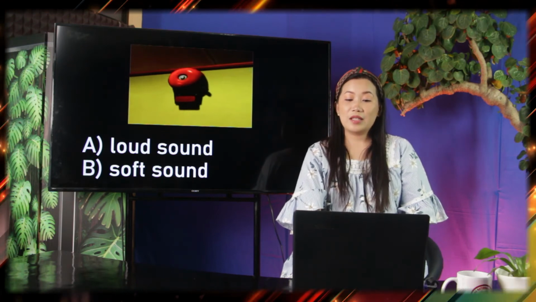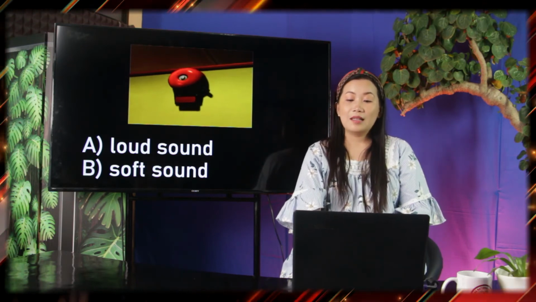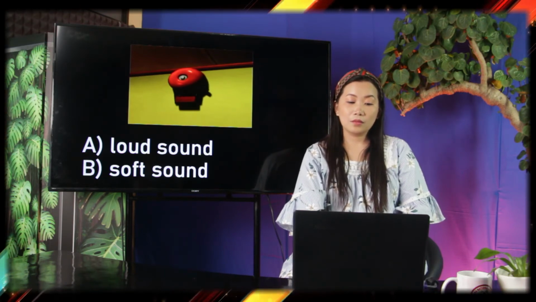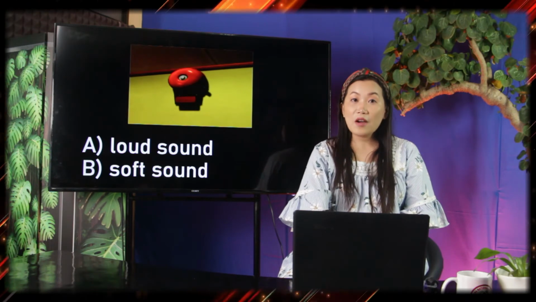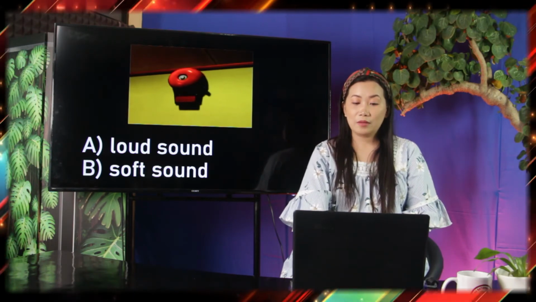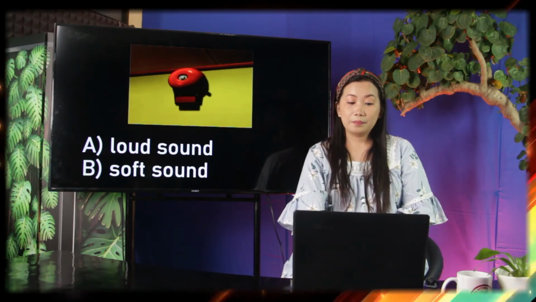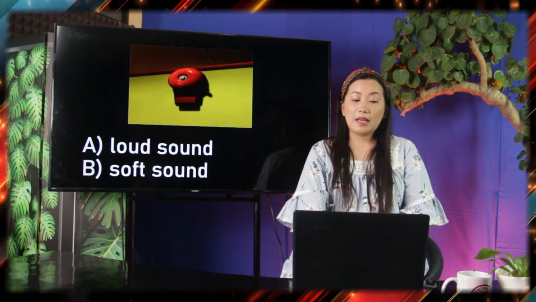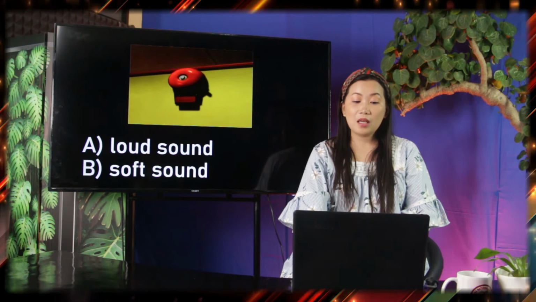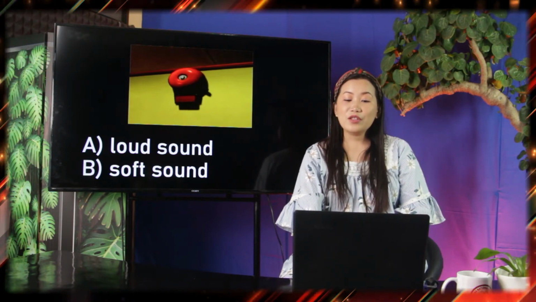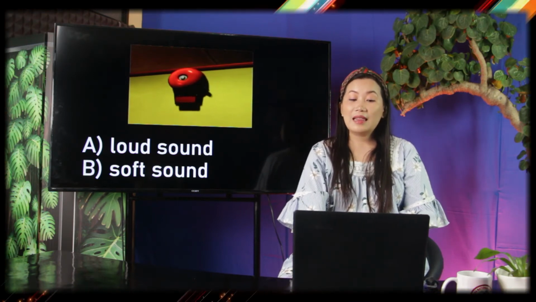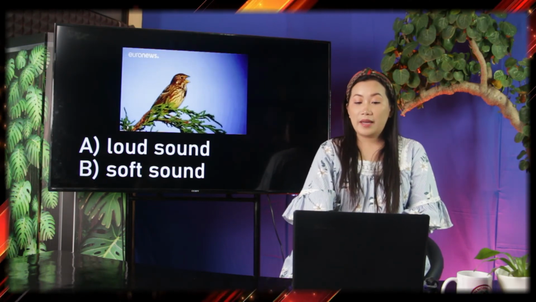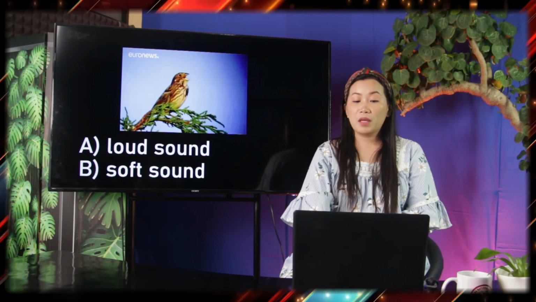The third sound is coming from a school bell. Listen carefully. Is it a loud sound or a soft sound? Again. Is it A. loud sound or B. soft sound? The answer is letter A. It is a loud sound. And the last one is a sound coming from a chirping bird.